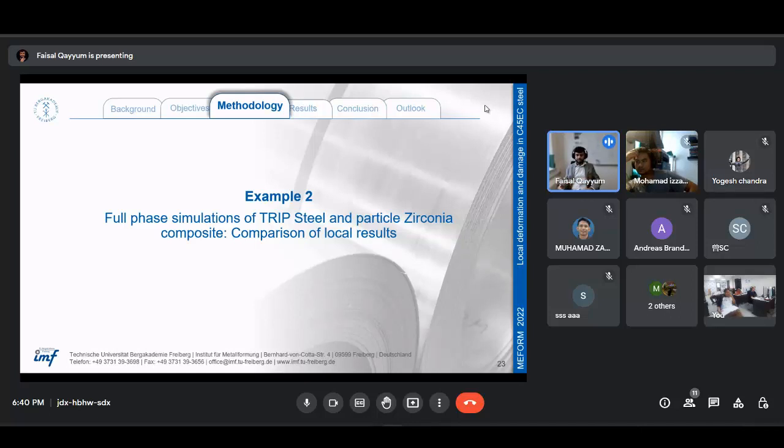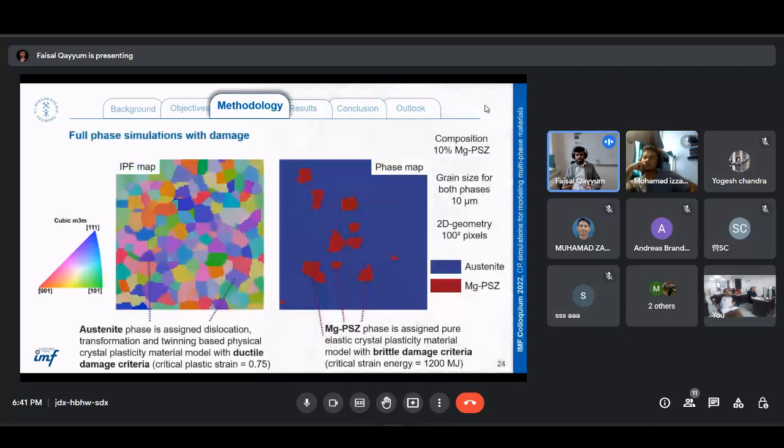So what we did in the later stages was we developed a full phase simulation model of steel and zirconia particles and then compared the results with the local results. In this case, I developed a virtually constructed microstructure using Dream 3D. The composition is 10% zirconia particles. You can see in this phase map, the blue is the matrix and the red are particles. On the other side, you can see the IPF color map showing the orientation distributions.